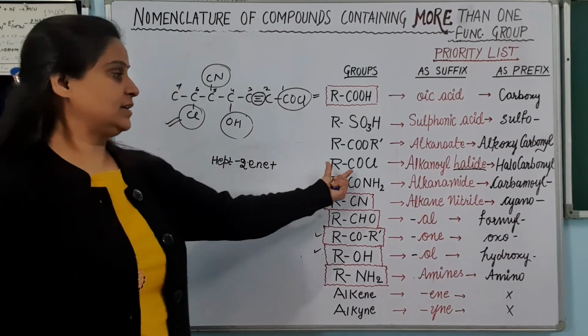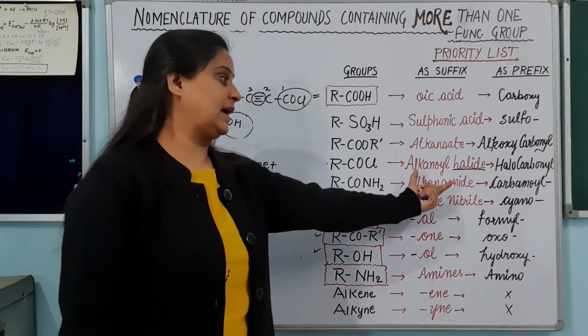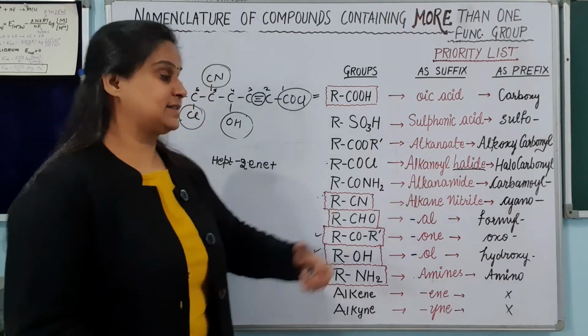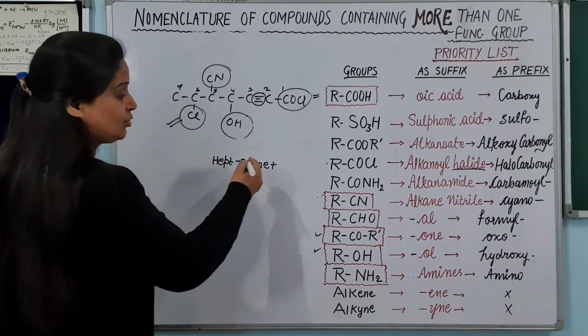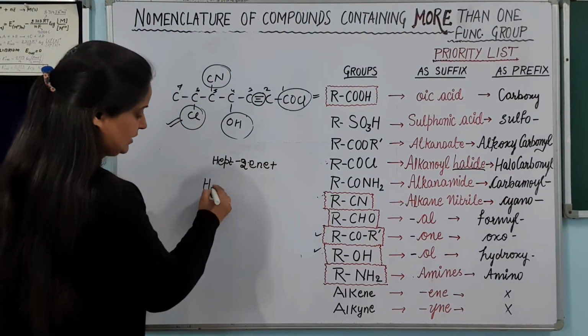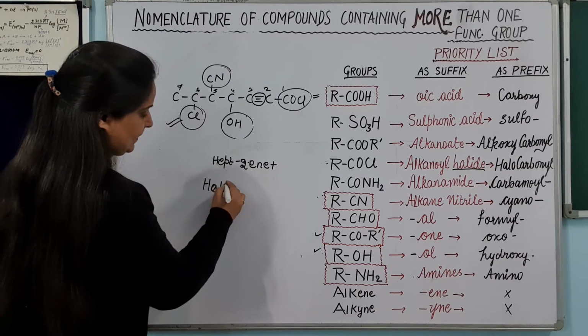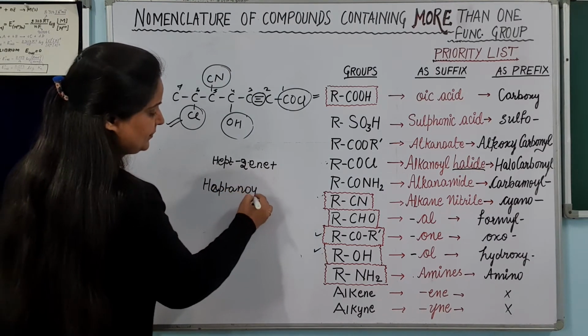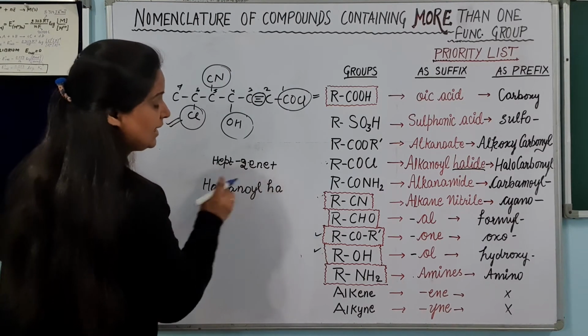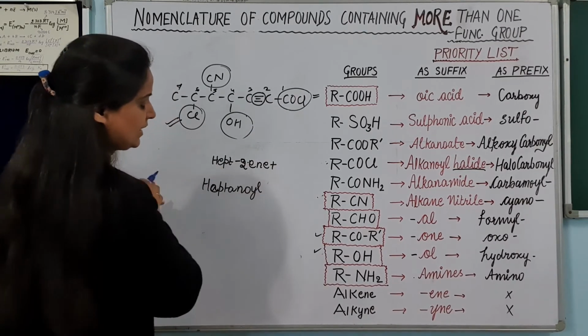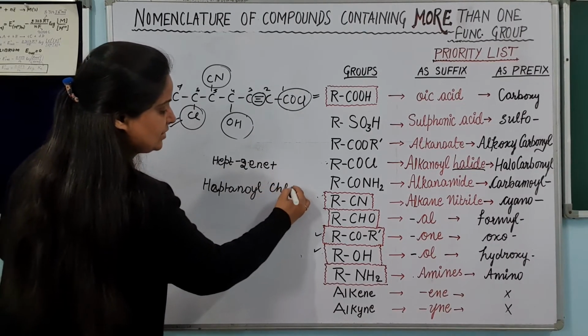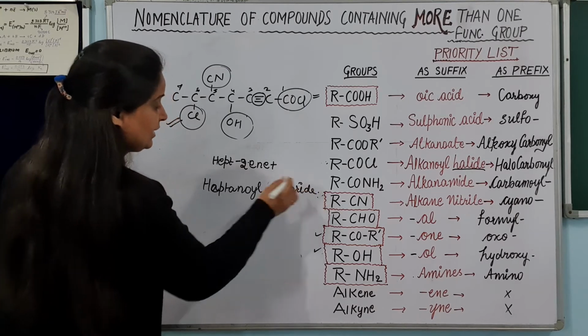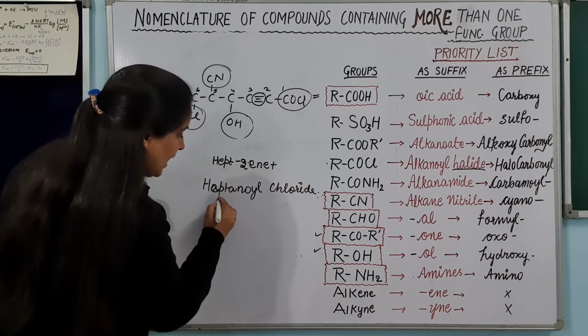What is COCl? Alkanoyl halide. Alkanoyl halide is the common full name. Heptanoyl halide I could have written down there. Halide, what is it? Chloride. So I will write it as chloride.